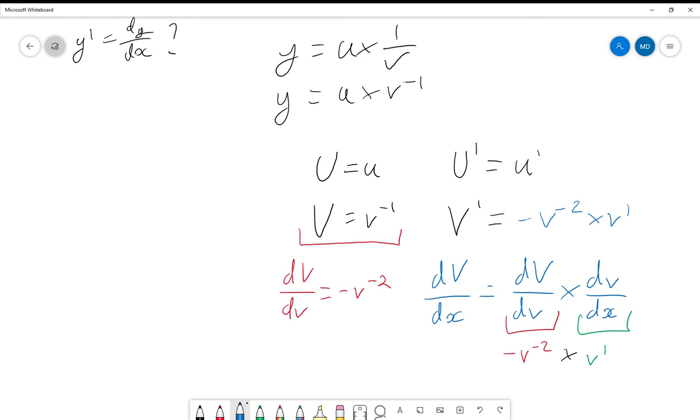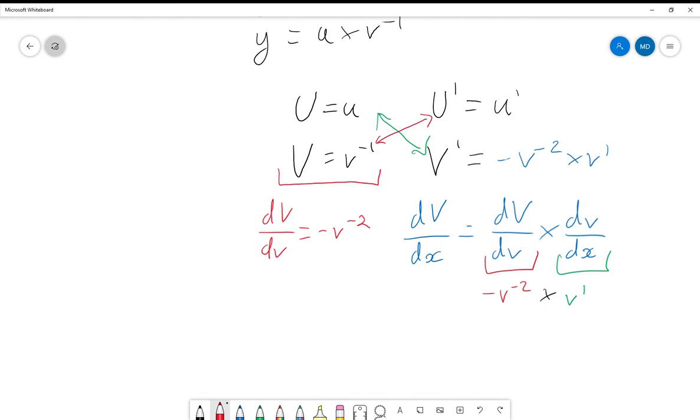And now we can just use our product rule. It's this times this plus this times this. So we now have that y dash is equal to, or in fact the very specific thing we're looking for, dy by dx, is u, let's do this in green to make sure it matches up with our colours, u multiplied by negative v to the minus 2 times by v dash, and that is the green arrows there, plus, because we're just using the product rule here, v to the minus 1 multiplied by u dash.